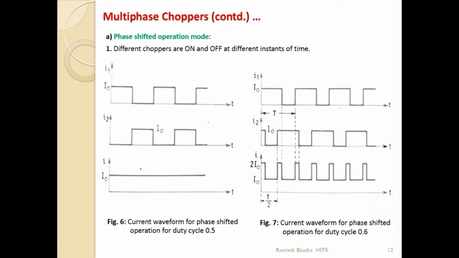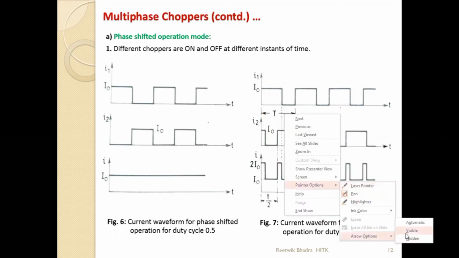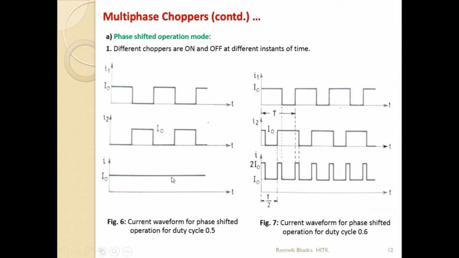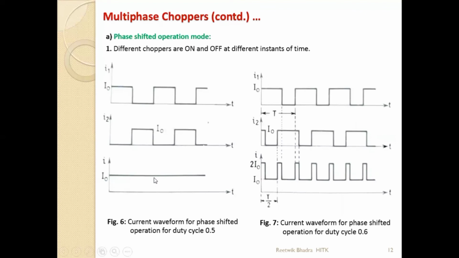So over here, as compared to your previous figure, where our current was always 2 times I0, here the current can fluctuate between I0 and 2 times I0. We can vary the current according to our choice of duty cycle. So over here there is a phase shifted operation which is much more flexible. If you want some desired current between I0 and 2 times I0, you can obtain it by phase shifted operation with alpha greater than 0.5.